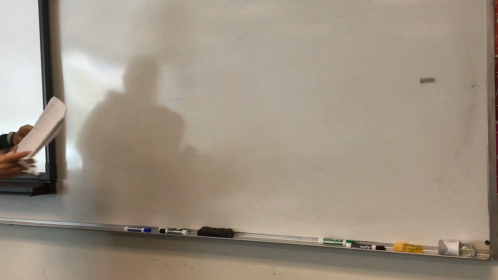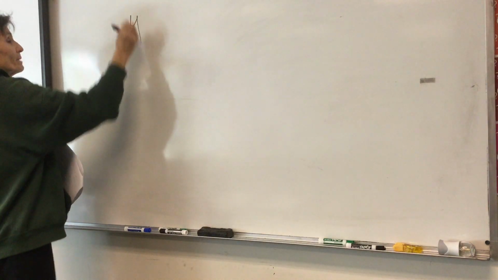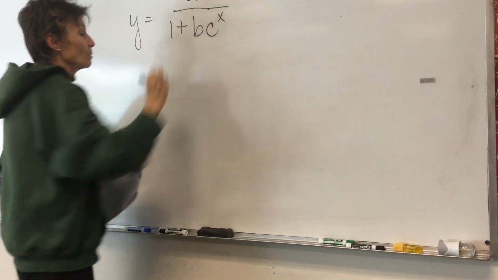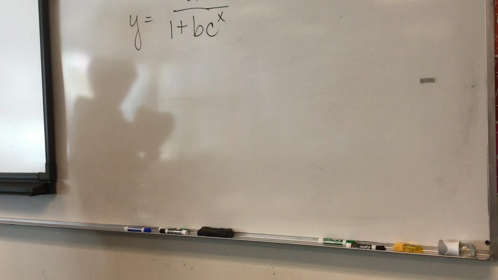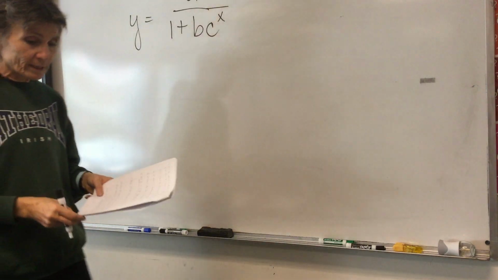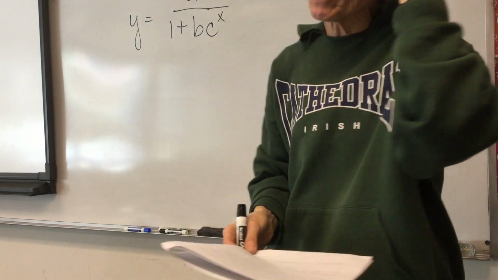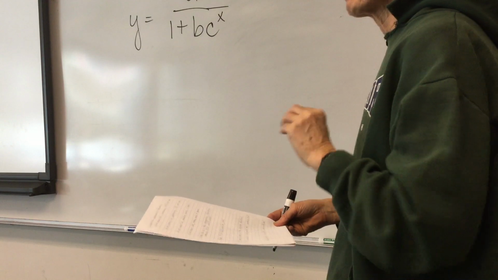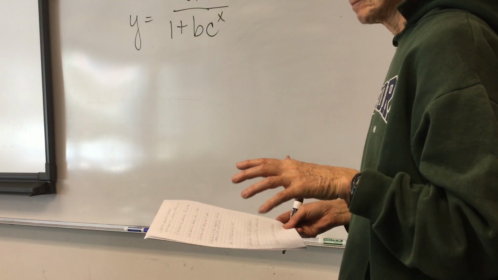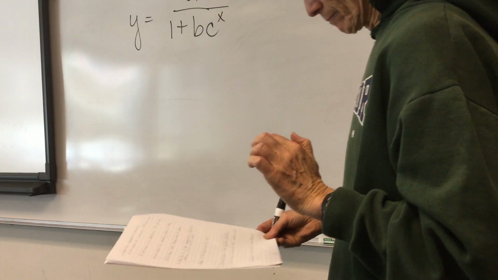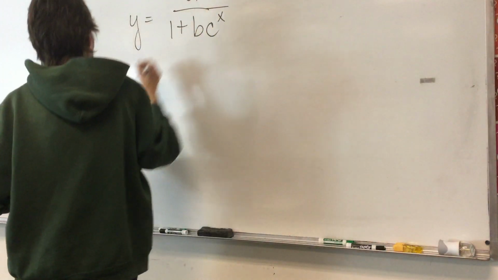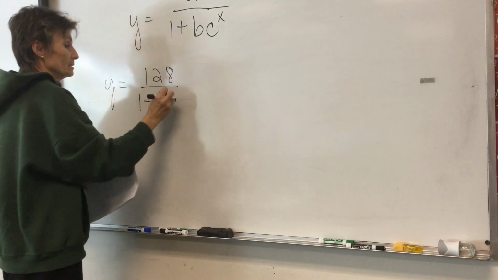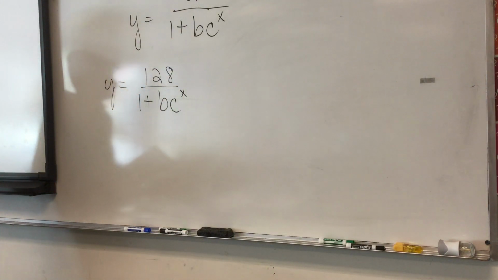All right, number 2, I'm going to start with my general form again. So I have A over 1 plus BC to the x. That's what I'm starting with. Look at the information that you've been given. You've been given 3 things. What is the one we know without doing any work? A is 128. Yep, your limit to growth is 128. So we're going to just plug that in. And now we can go from here.